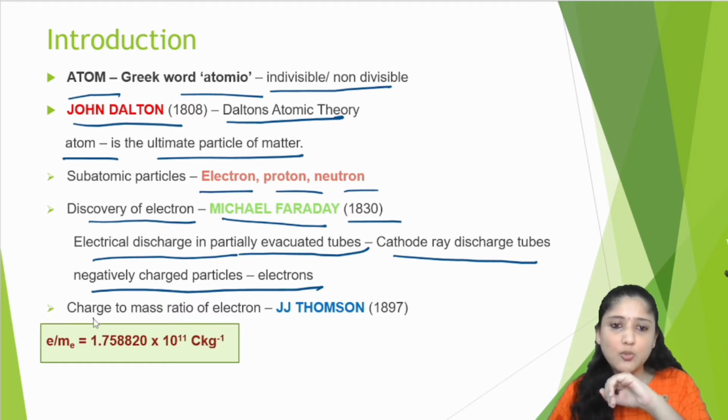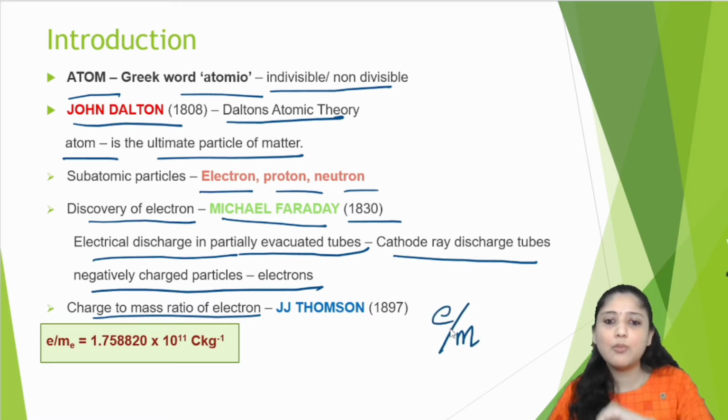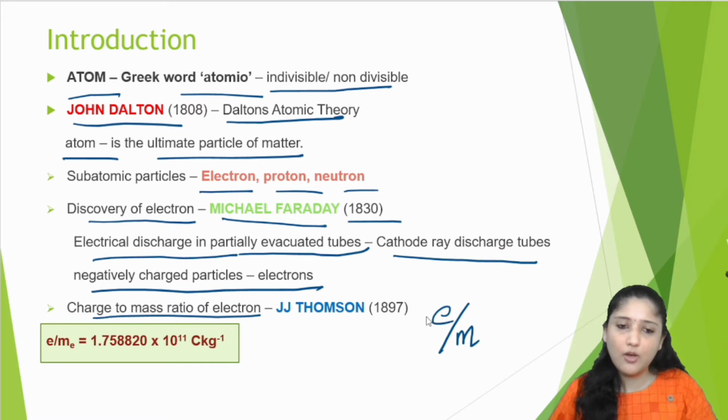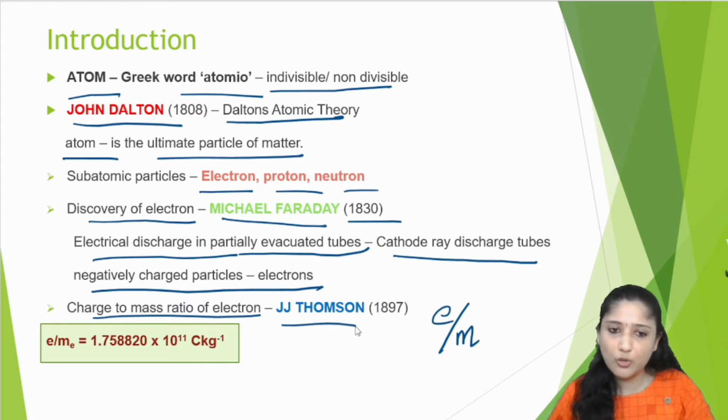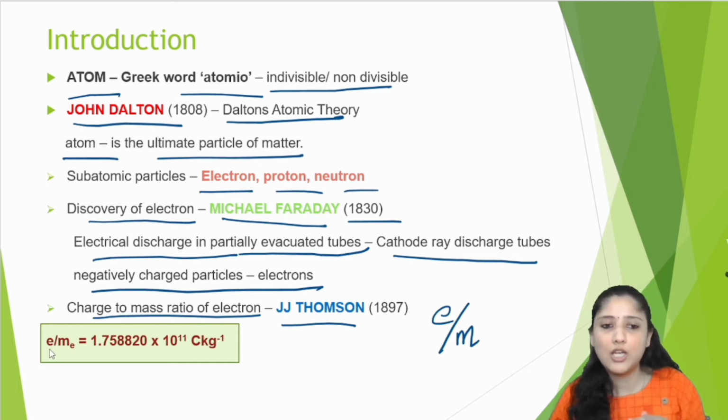Also, the charge to mass ratio of an electron, that is the e/m ratio, was discovered by J.J. Thomson. The value of e/m, that is the ratio of the charge of the electron to the mass of the electron, was found to be 1.758820 into 10 power 11 coulomb per kilogram. This is the charge to mass ratio of an electron.